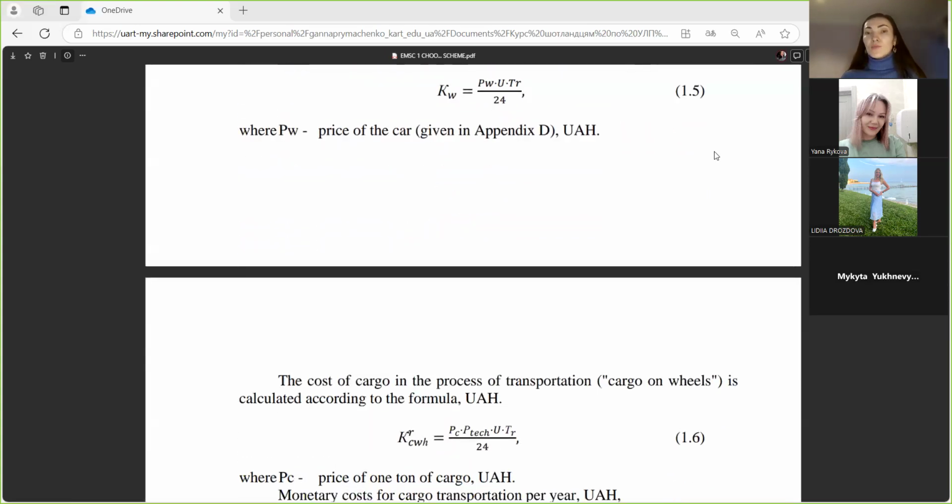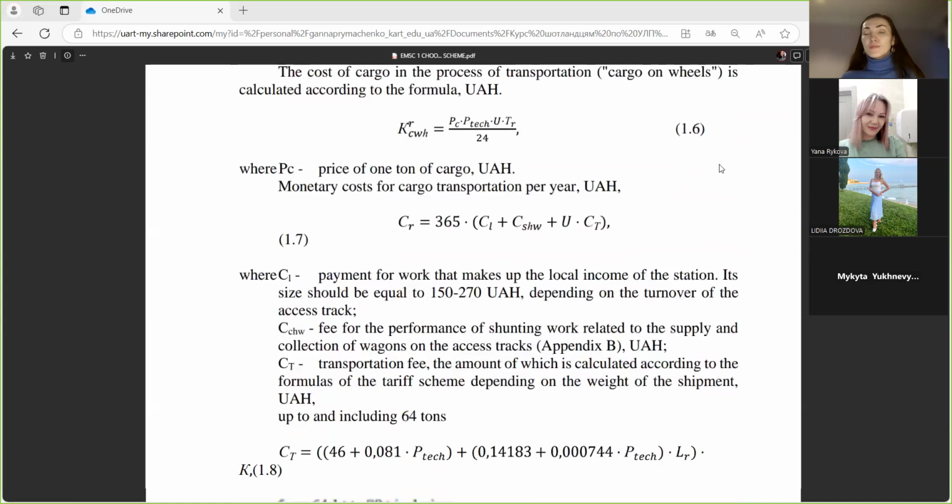Our next formula, formula 1.6, is the cost of cargo in the process of transportation. We very often could find these parameters as cargo on wheels. It is calculated by formula 1.6. So write please on your paper or in your electronic documents such parameters as K with up index r, it means railway transport, and down index CWH is equal to. CWH means that it is cargo on wheels.